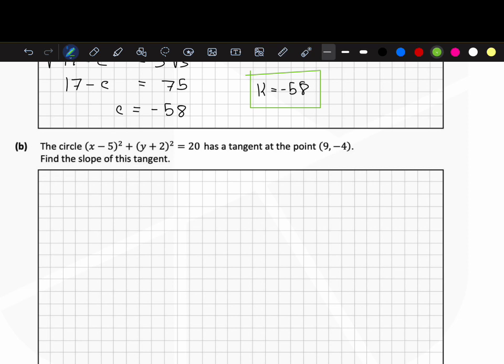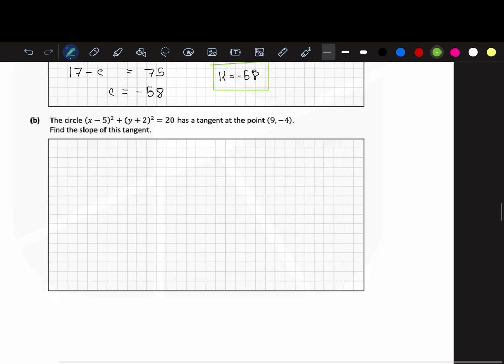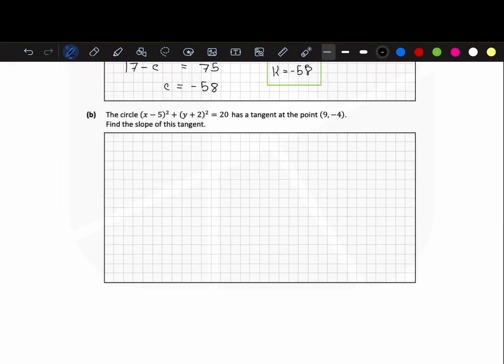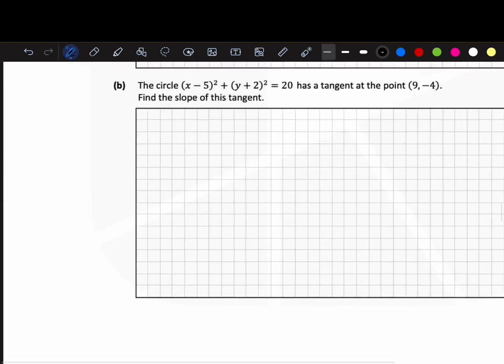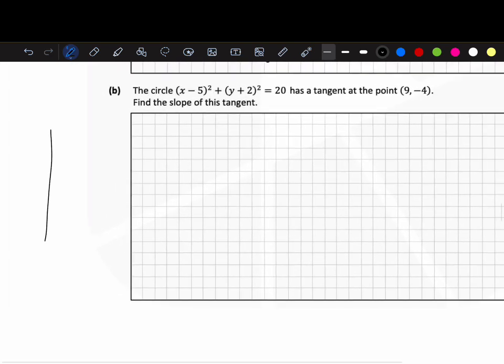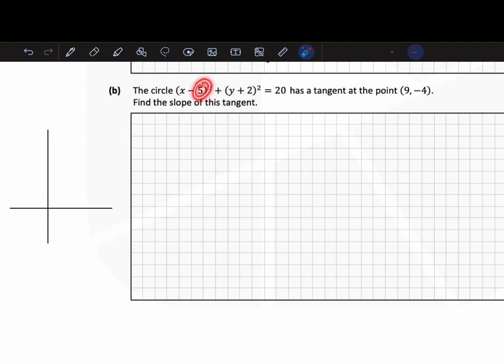Find the slope of this tangent. So you can sketch it out, or there's a formula for the tangent at a point, but all we care about is the slope. So if we were to sketch this out, we know that the center of this circle is going to be at (5, -2). So it's going to be somewhere here. And then if we just draw any circle, it doesn't have to be the most accurate thing, it's just to get a rough idea of it.